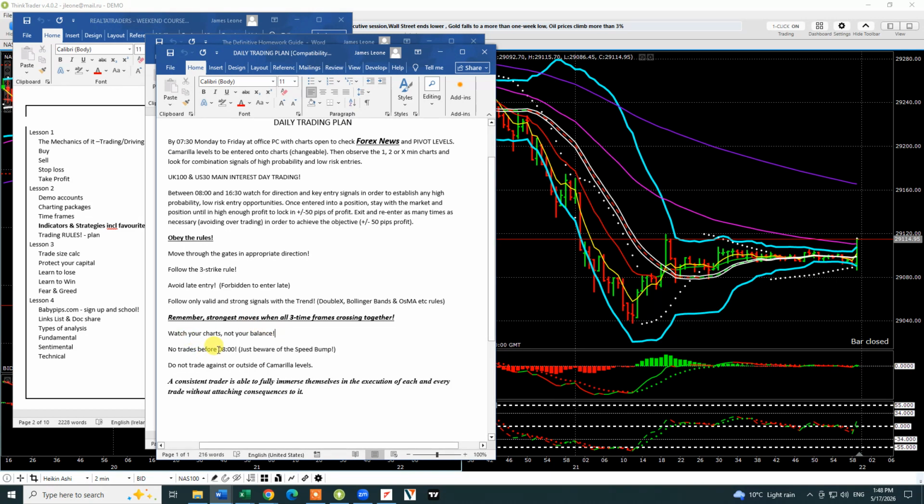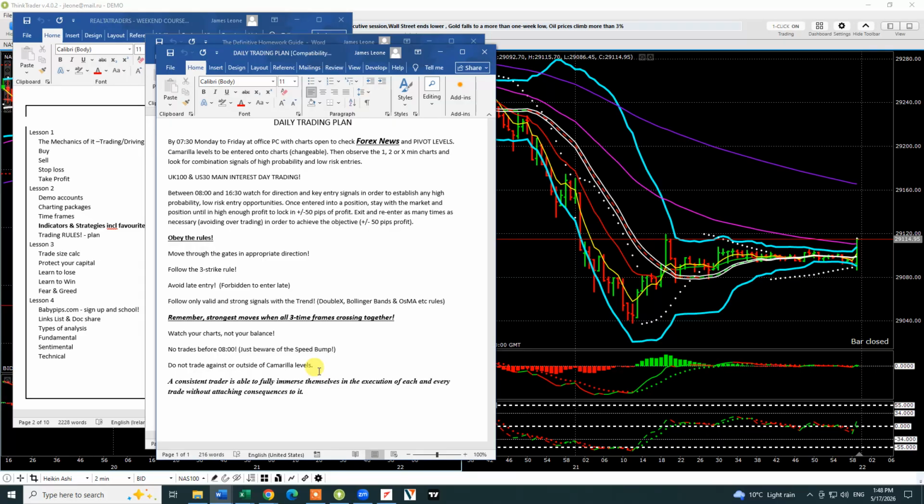Here I've written no trades before 8, but really what it means is just beware of the speed bump. At market open, be it 8, 9 for the London banks or 14:30 hours for the US markets, there is a speed bump. Be aware of that speed bump, a spike and then a return to normal. Don't trade outside or against the Camarilla levels. Just be aware of support and resistance generally. So if there's support in the way of a buy or a sell, there's something in the way, be aware that it's there. Price can go through the line in your favor, but it can't come back. If it comes back, it's probable you need to close.